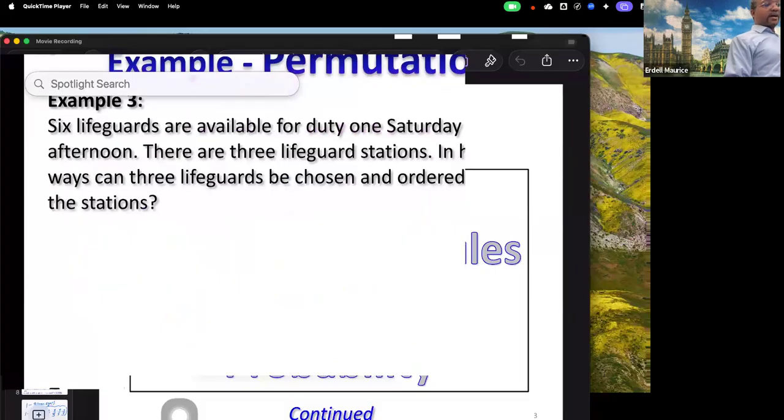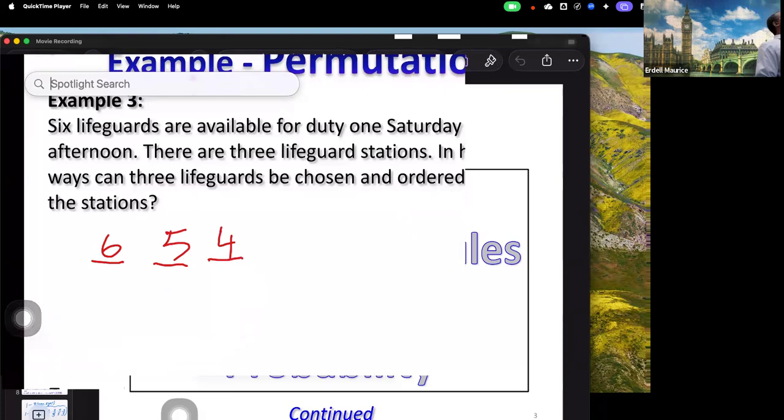And so there are 6 lifeguards on duty one Saturday afternoon. There are 3 lifeguard stations. In how many ways can the 3 lifeguards be chosen and ordered amongst the stations? Let's do it the FCP way first. How many stations are there? 3 stations. How many lifeguards can I select for the first station? How many lifeguards can I select for the second station? How many can I select for the last station? And then the remaining 3 I send home. I don't care about them, yes?